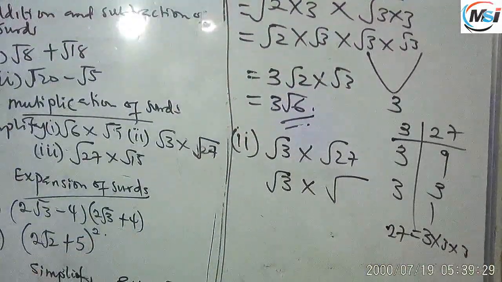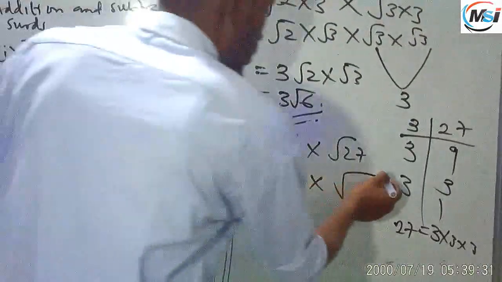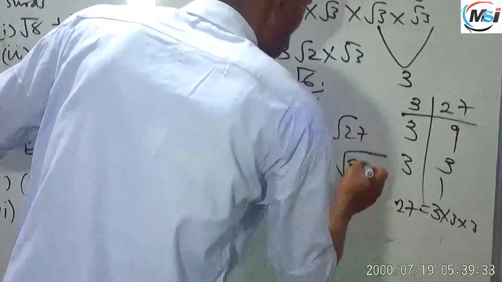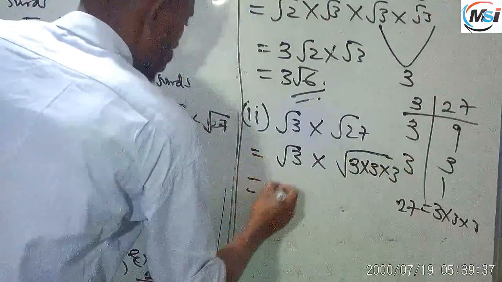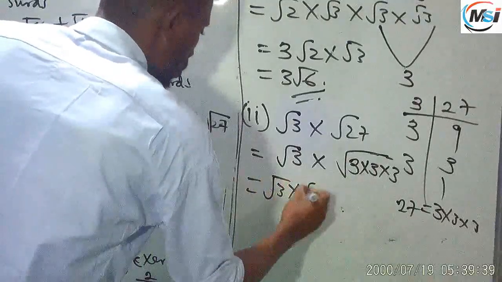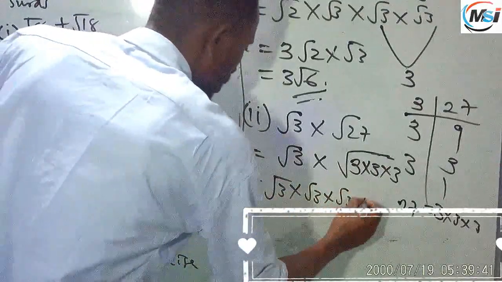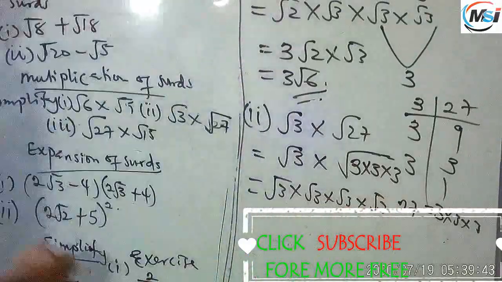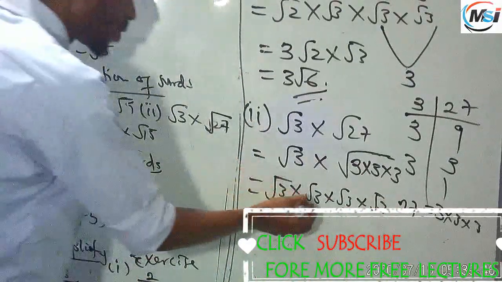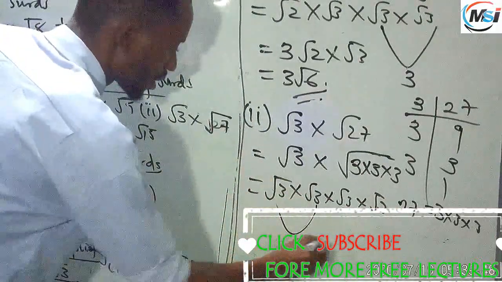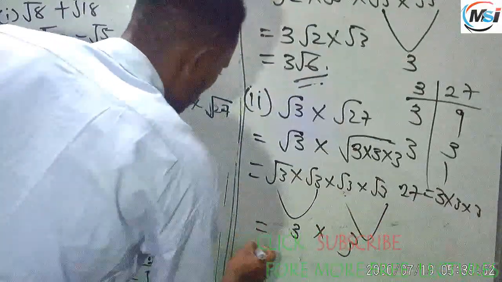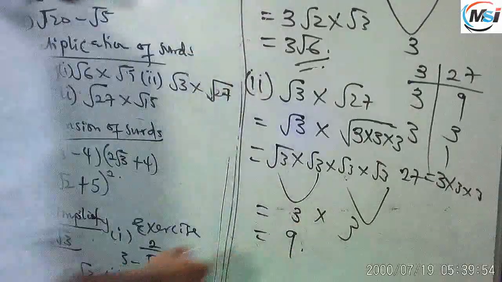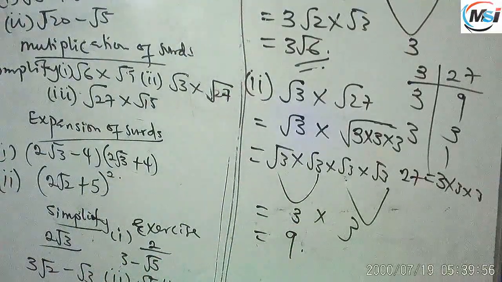So 27 in this case will come into this root to be 3 times 3 times 3. So therefore, we have root 3 times root 3 times root 3 times root 3. Okay, so if you have the same root that is double, it gives you 3. Another same root that is double, it gives you 3. So your answer is going to give what? 9. I believe you understand this.